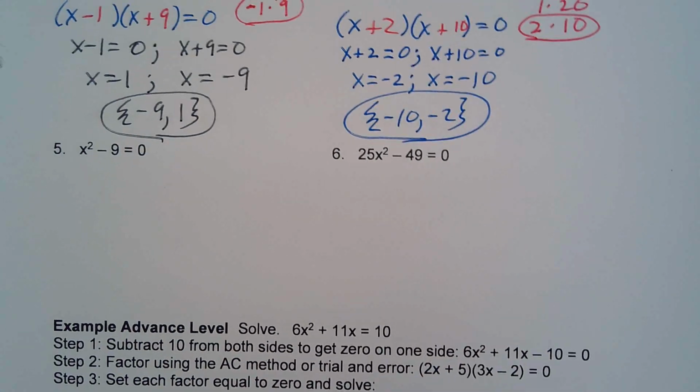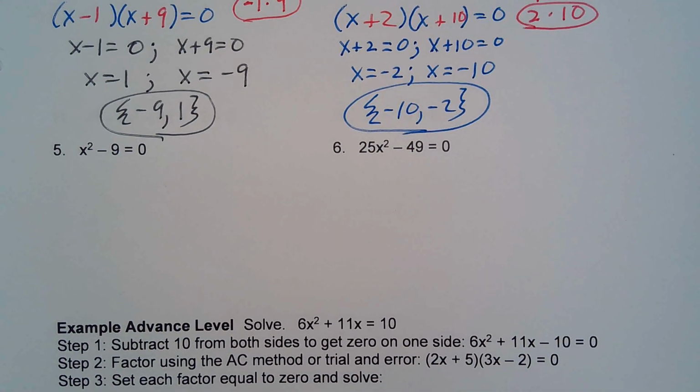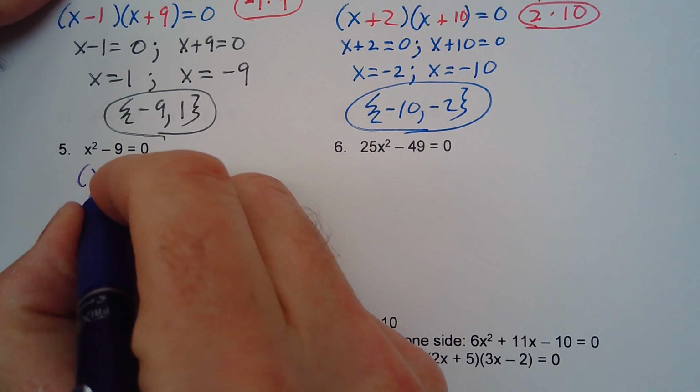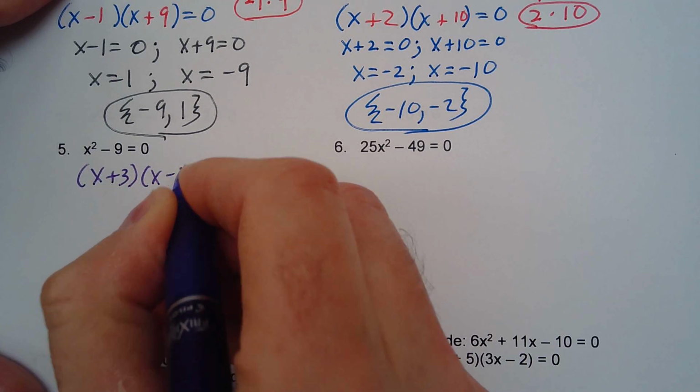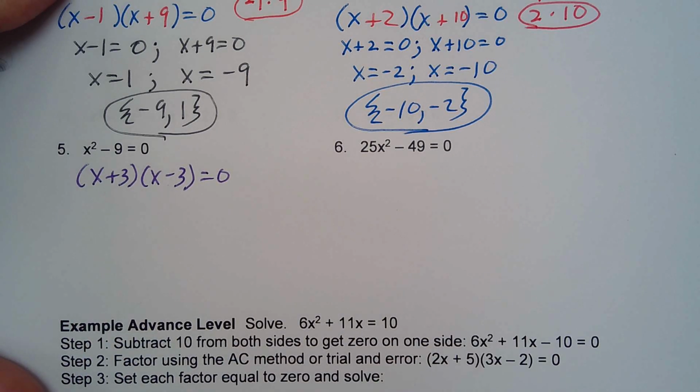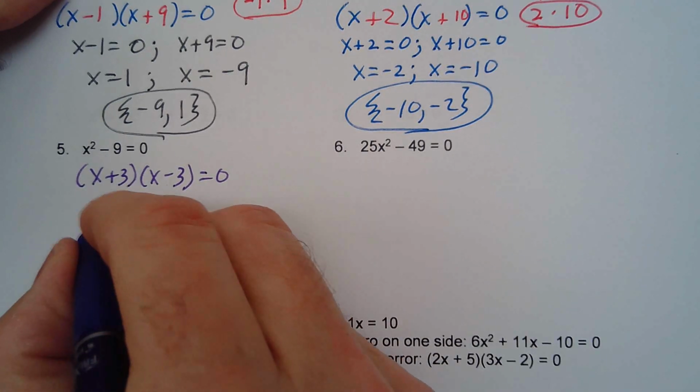Take a look at number 5 and notice that's a difference of squares. Well, we know how to factor that now. That's going to be x plus 3 times x minus 3 equals 0. We'll set each of these equal to 0 and solve.